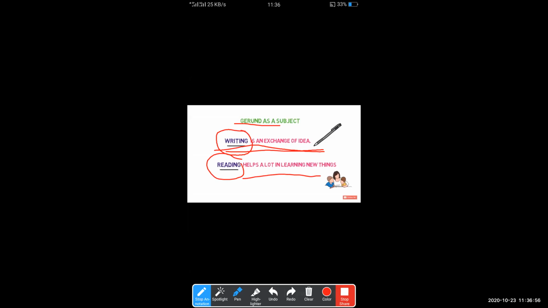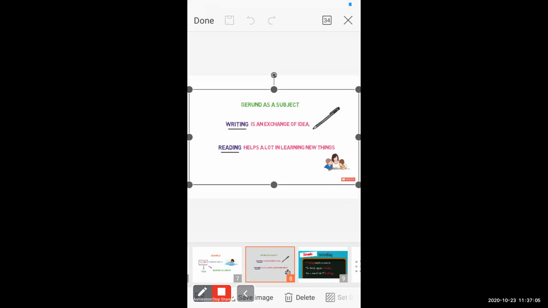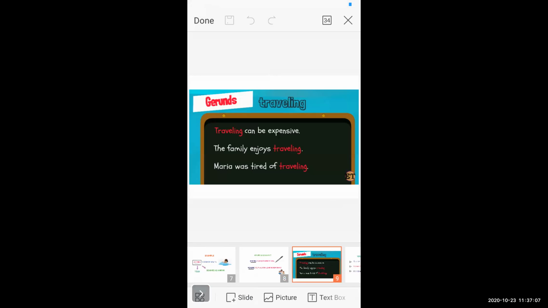It acts as a noun. So this comes under the gerund. Understood? So this is the example about the gerund. Now let us see more examples.